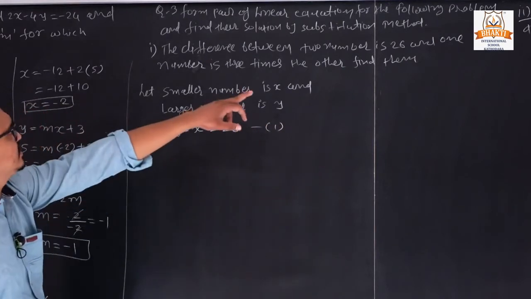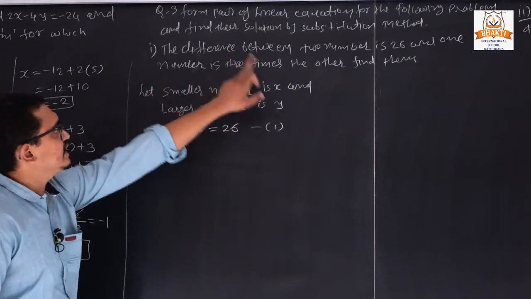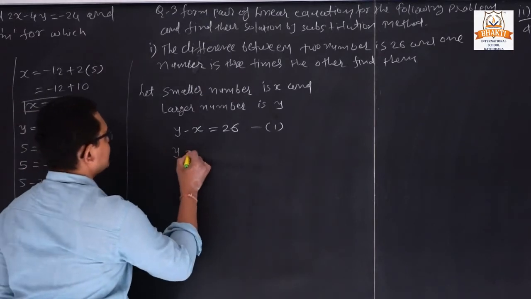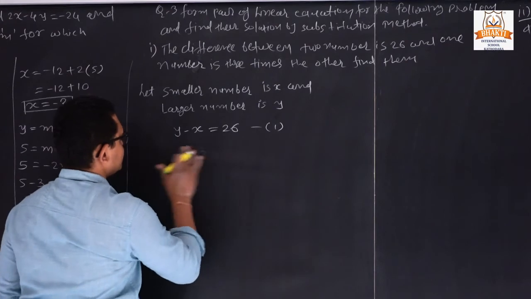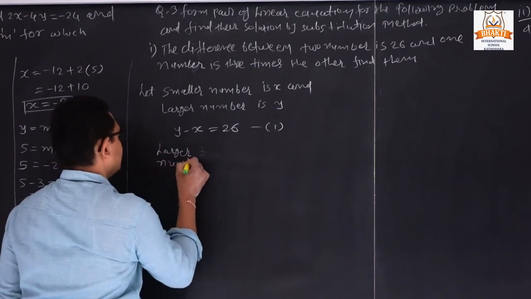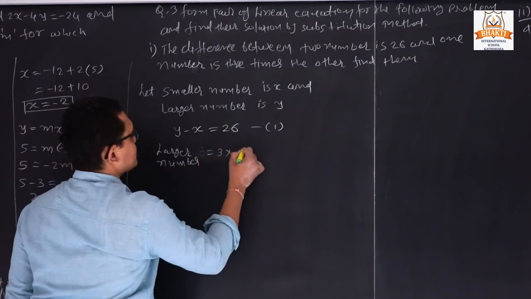Now second situation, one number is 3 times the other number. So it means what? Larger number is 3 times. So here we can write like that, larger number is equal to 3 into smaller number.